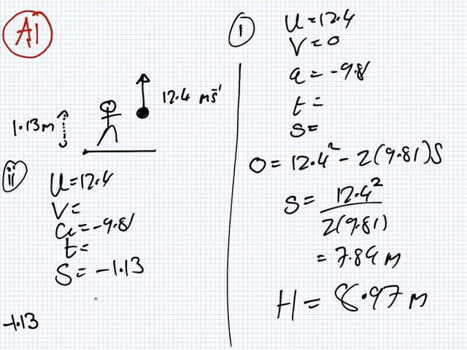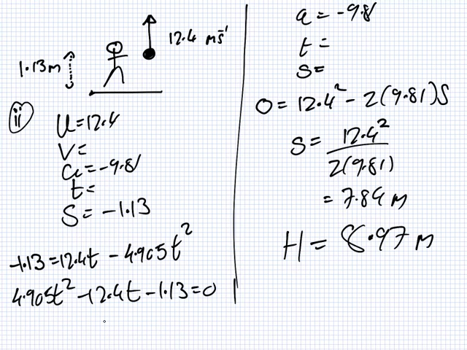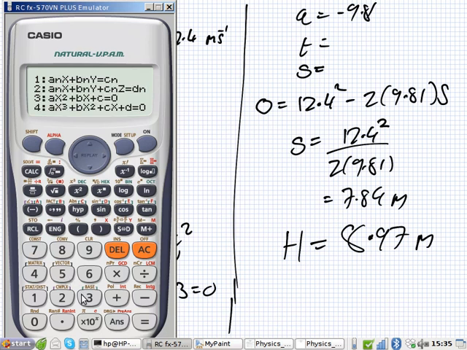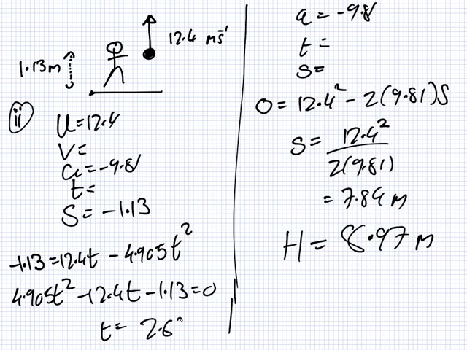S equals U T plus a half A T squared. Or in other words, 4.905 T squared minus 12.4 T minus 1.13 equals 0. This equation is a quadratic. So if we just bash this into the calculator or use the quadratic formula, 2.62 seconds is the answer. It is okay. In fact, I would go so far as to say it's easy, really. Yeah. It's a perfectly standard question. Perfectly standard. Nothing unusual here.